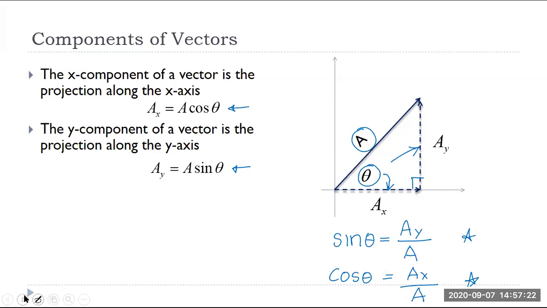Similar to converting between Cartesian and polar, what would be given here would be the length of my vector and the angle, right? And I could figure out the components. On the other hand, if I gave the components, I could figure out the length and the angle. So we could work the other way as well.